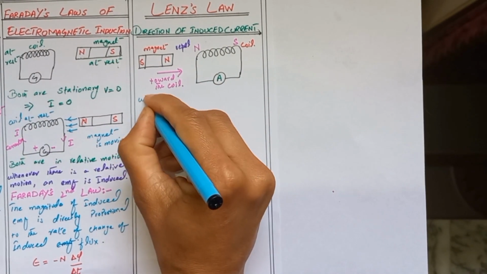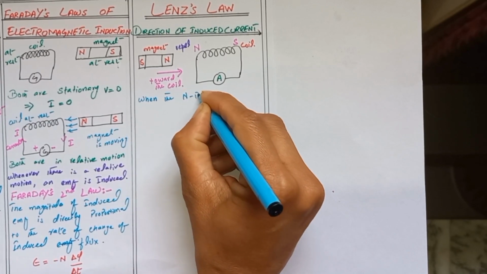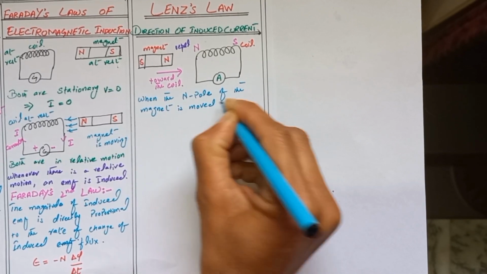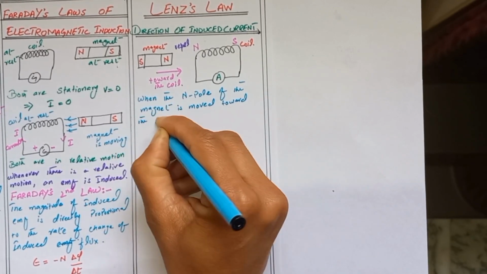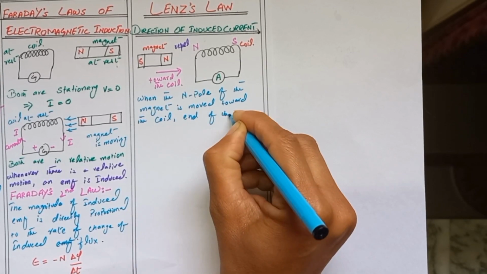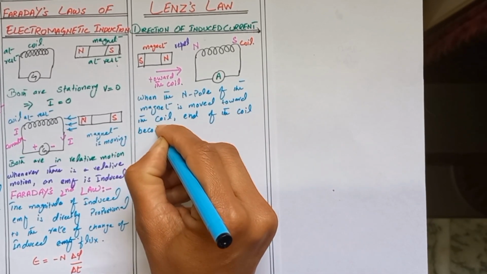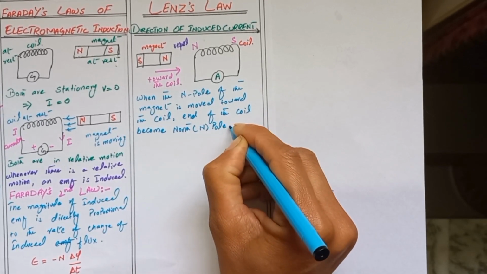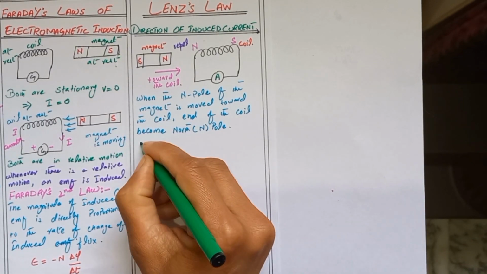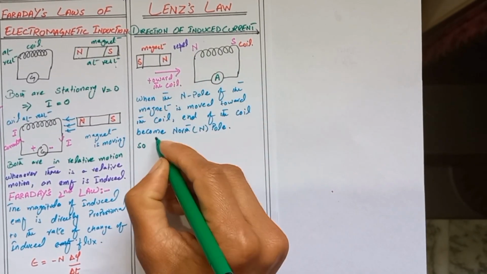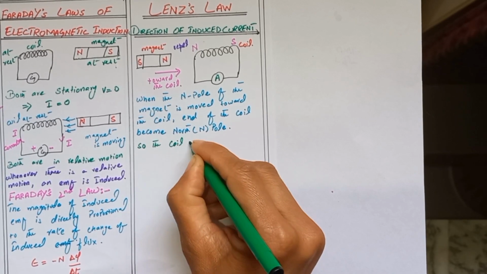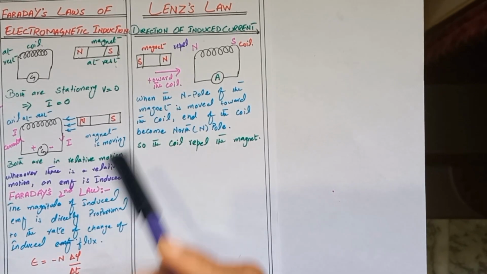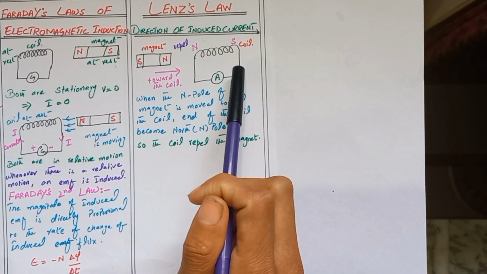So here we write: when the N pole of the magnet is moved toward the coil, the end of the coil becomes north pole, which is denoted by N. When one end of the coil becomes north pole, north and north repel each other. So here we write, the coil repels the magnet. When the magnet is moved toward the coil, they induce EMF or induced current.